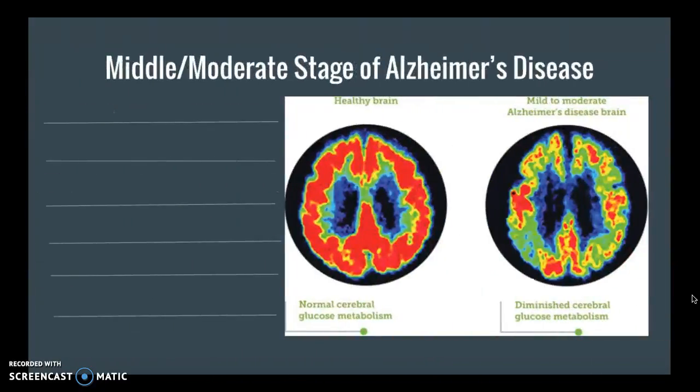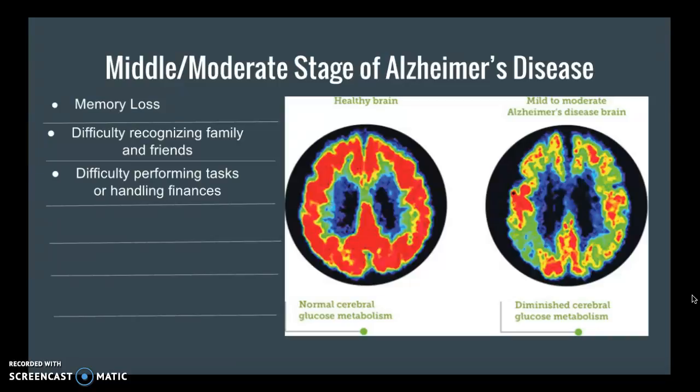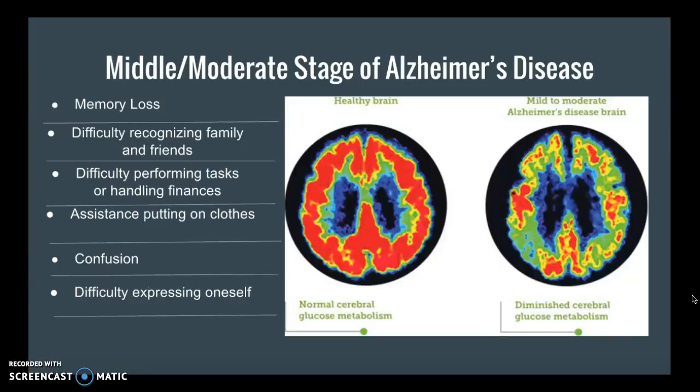The second stage of Alzheimer's disease is called the middle or moderate stage of Alzheimer's disease. During the second stage, patients display memory loss. They may have difficulty recognizing family and friends. They may have difficulty performing tasks or handling finances. They may need assistance putting on clothes. Patients may become confused easily. Patients may have difficulty expressing oneself, and patients may have difficulty sensing their body in relation to objects, so their spatial skills.